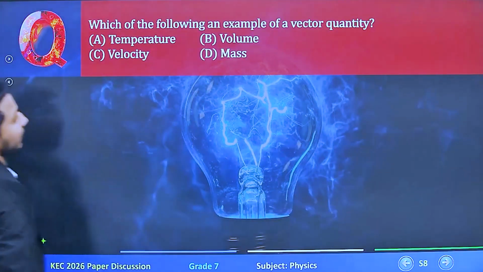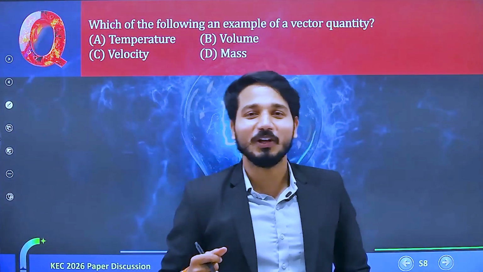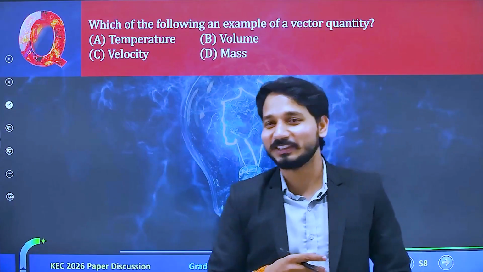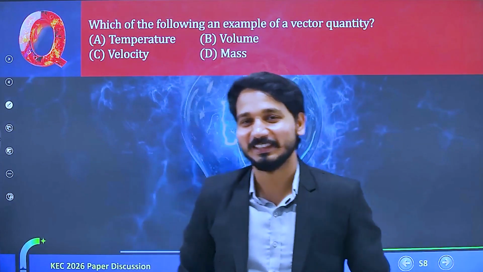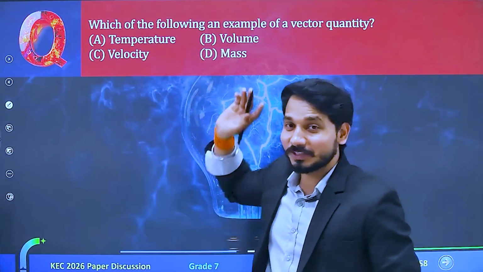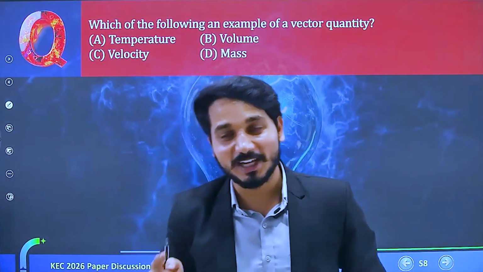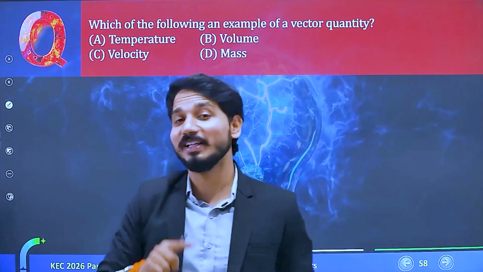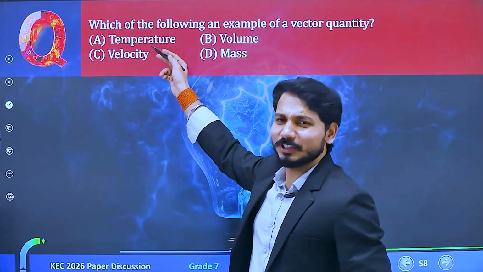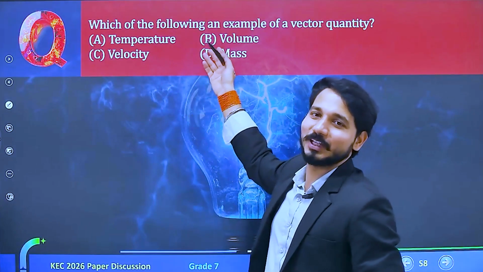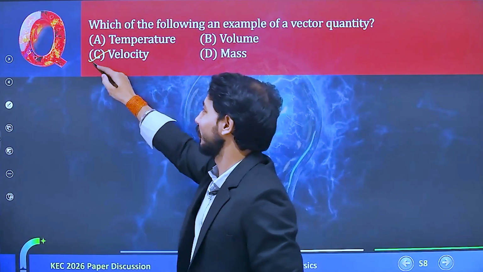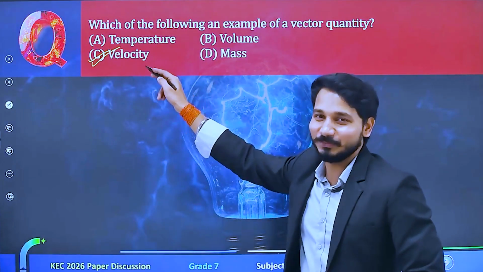Moving ahead. Now here, which of the following is an example of vector quantity? During our running classes, we have discussed a lot on vector quantities, right? So obviously, we know what are vector quantities. Remember the trick? Vector quantity means which have magnitude as well as direction. So temperature is measured by magnitude only. Volume is measured by magnitude only. Velocity. We have discussed a lot about velocity, right? So velocity seems to be the answer.